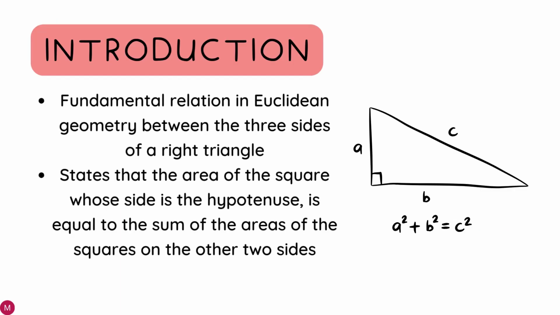In mathematics, the Pythagorean theorem, or Pythagoras' theorem, is a fundamental relation in Euclidean geometry between the three sides of a right triangle. It states that the area of the square whose side is the hypotenuse, which is the side opposite of the right angle, is equal to the sum of the areas of the squares on the other two sides. The theorem can be written as an equation relating the lengths of the sides a, b, and the hypotenuse, which is side c.